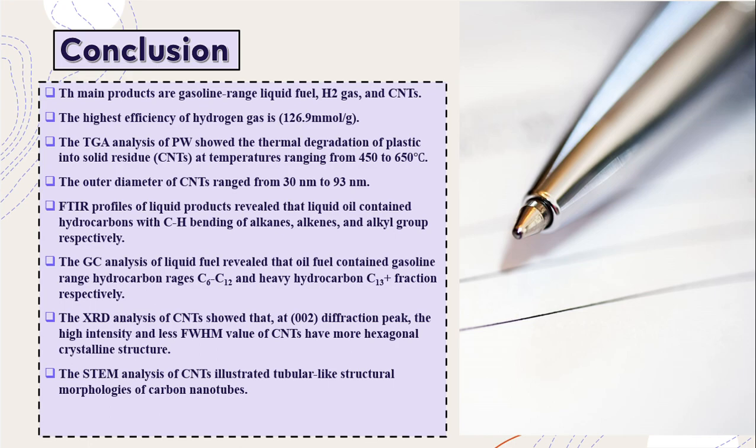The FTIR profile of liquid products reveals that liquid oil contains hydrocarbons with CH bending of alkanes, alkenes, and alkyl groups respectively. The GC analysis of liquid fuel reveals that the oil fuel contains gasoline range hydrocarbons from C6 to C12 and heavy hydrocarbons in the C13 plus fraction respectively. The XRD analysis of CNTs shows that at the 002 diffraction peak, the high density and less FWHM value of CNTs have more hexagonal crystalline structure. The STEM analysis of CNTs illustrated the tubular-like structure morphology of carbon nanotubes.